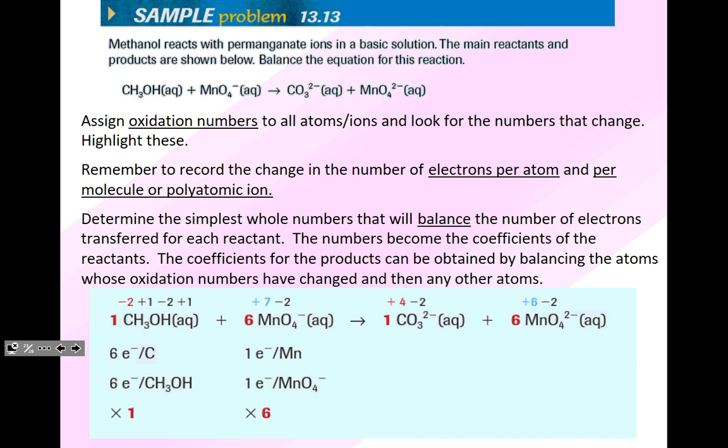Okay, here's another one. And now I'm going to go through this one really, really quickly. Methanol reacts with permanganate ions in a basic solution. The main reactants and products are shown below. Balance the equation for this reaction. Now, notice how it's talking about basic solutions here.